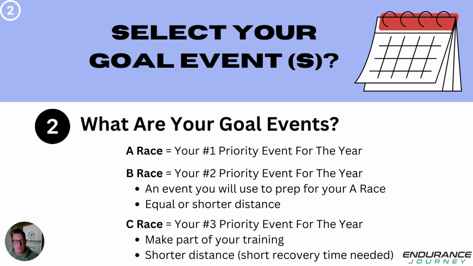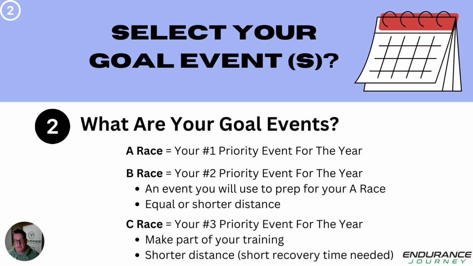Then other races you might have in your calendar are termed B races. So these are events that have a secondary priority. These are events you'll typically use to prepare for that A event or that number one priority. They're typically equal or shorter distance than your goal A race event. That way they fit into your preparation for that A event within your training plan.